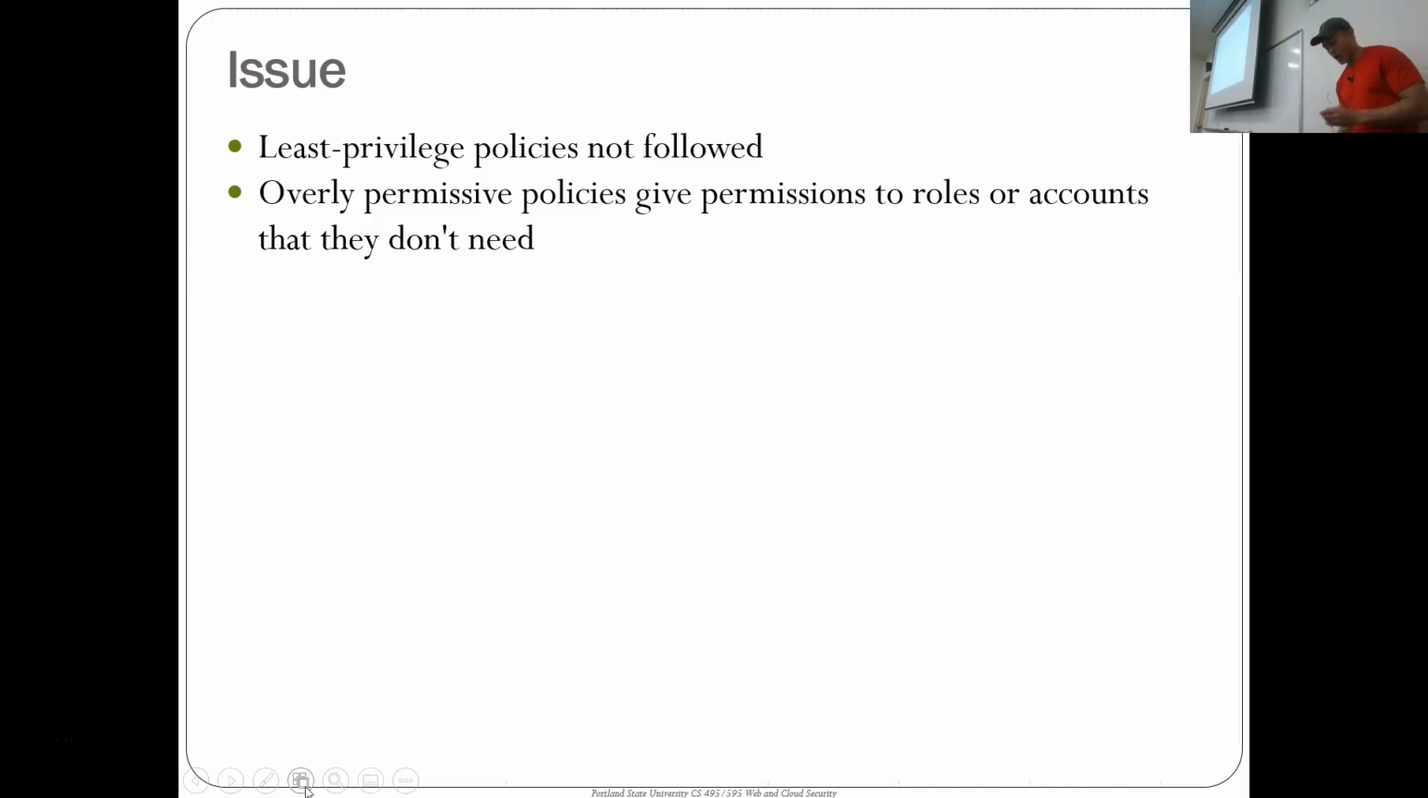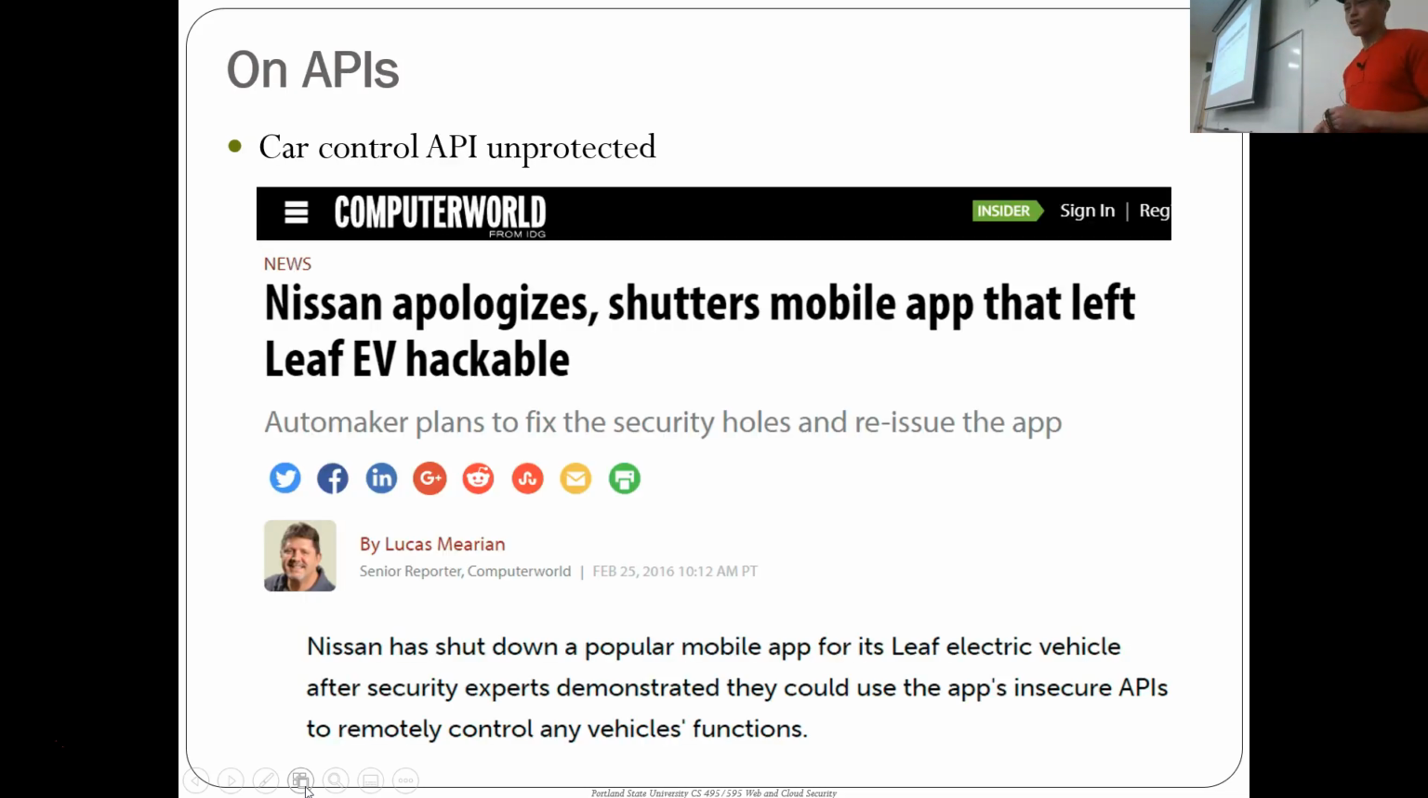So the first one is broken access control. When we talk about access control, we have to talk about the principle of least privilege. The idea here is to only give users and applications the amount of permissions that they actually need to do the job, and no more. And of course, this is not done very well in the cloud.